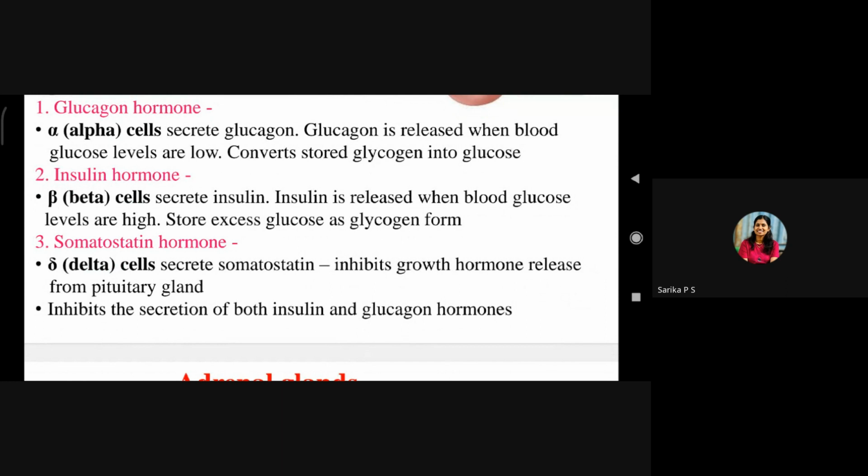It also inhibits the secretion of both insulin and glucagon hormones. This somatostatin hormone inhibits the secretion of both insulin and glucagon when it is needed. So basically, somatostatin is an inhibitory hormone.